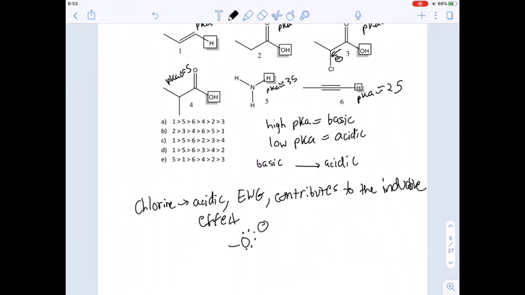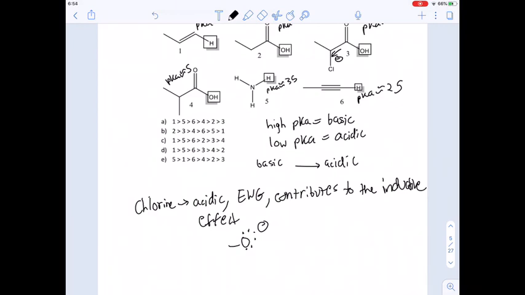So that being said, since it's able to pull electrons towards itself, when you lose that H on the OH, you're going to be left with the O anion. And now you have an extra pair of electrons that you have to handle. If you have a group that handles electrons well, like a Cl on your molecule, that makes it more stable when you add extra electrons.